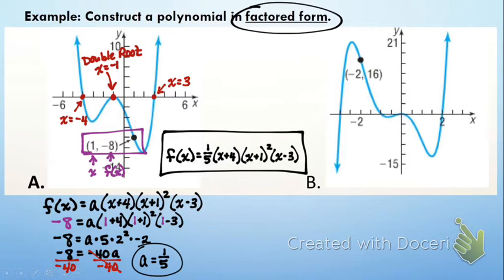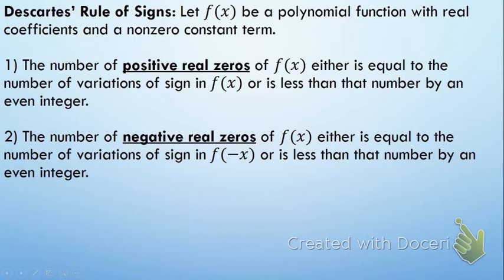There is one last big idea that we need to cover in section 4.3, and it's called Descartes' rule of signs. It's how we can determine how many positive real zeros we have, how many negative real zeros we have, and how many non-real zeros we have. If you guys want to snap a picture of this, that's fine. It is in your book. It's also up on Canvas.